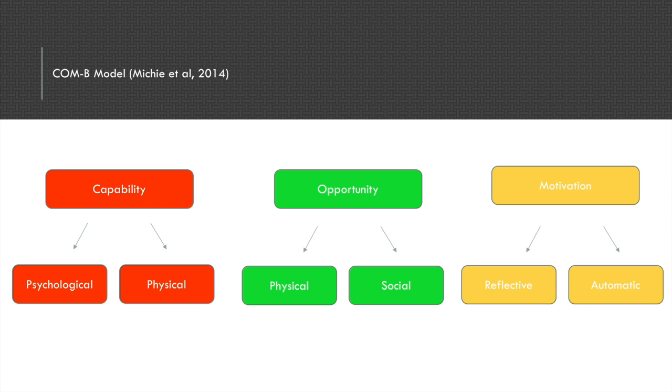Motivation has reflective motivation and automatic motivation. Now you can think of reflective motivation in terms of what the individual believes about healthy food, for example. Do they believe that eating healthy is going to benefit them? Are they going to set certain goals that are going to keep them motivated to keep progressing forward and to carry on eating healthy food? Automatic motivation relates to factors such as wants and needs and impulses and reflexes and habits that people have.